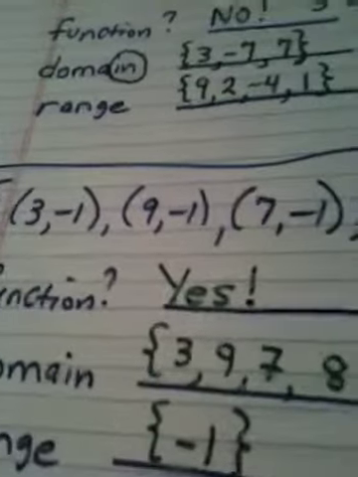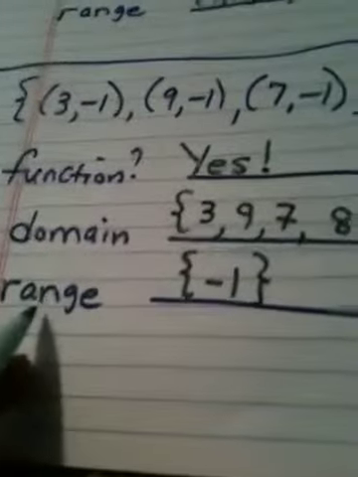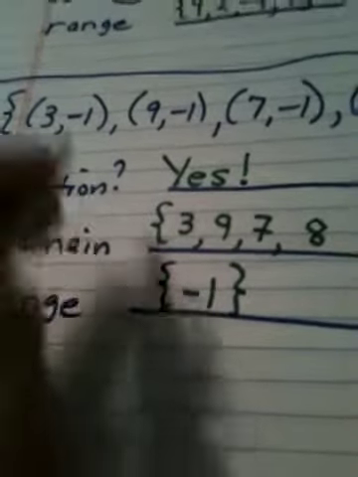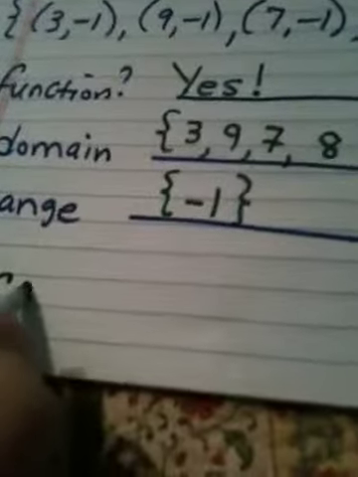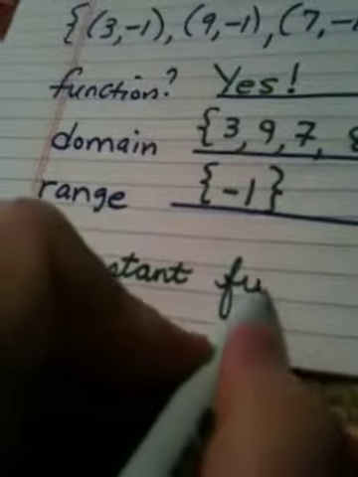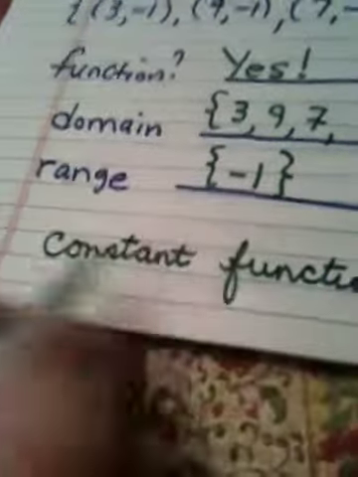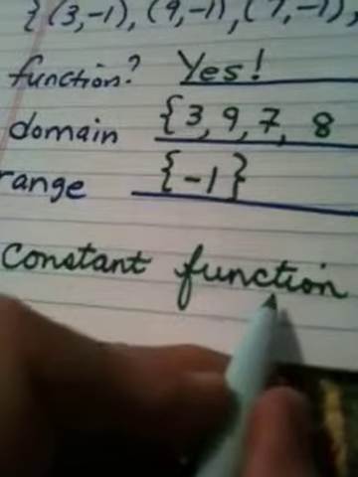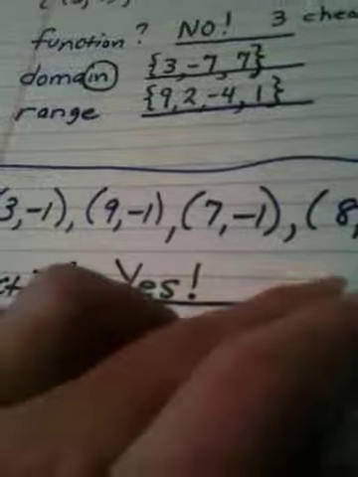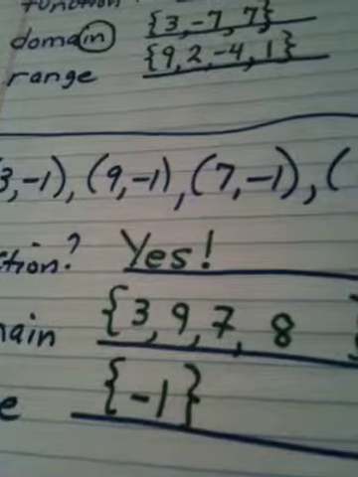But there's one additional piece of information that I want you to know about this type of function. Notice the range is one number, right? The range is always the number negative 1, the set containing negative 1. So not only is this a function, but I want you to learn a particular name for this. This kind of function is referred to as a constant function. And the reason it's called constant is because the y value is always the same. And we're done with that next set of examples.